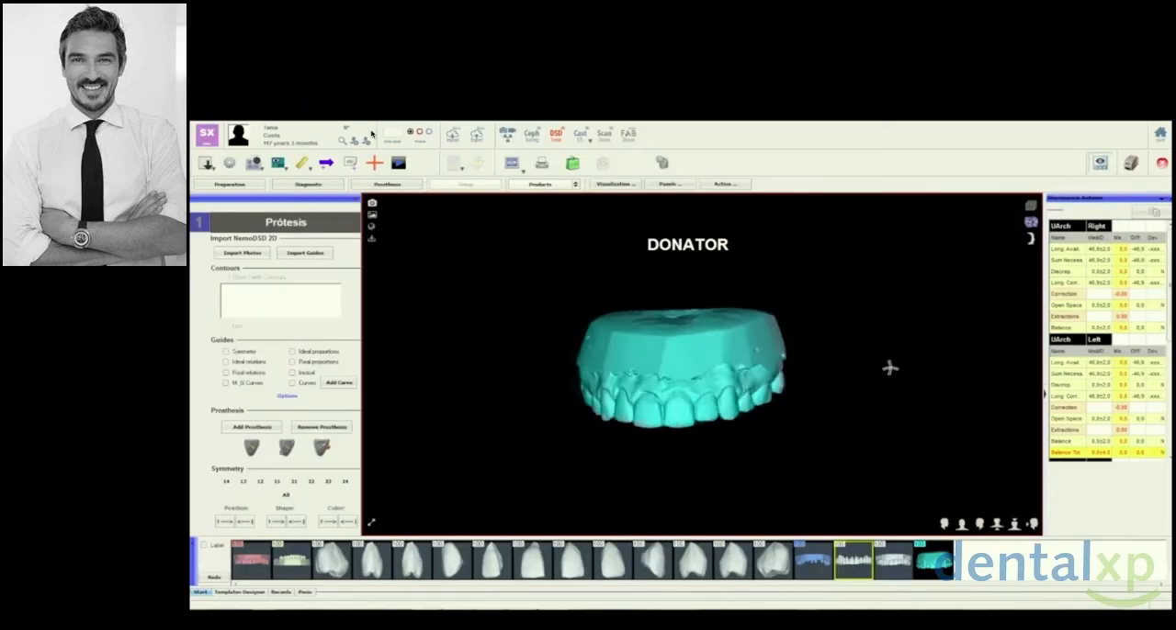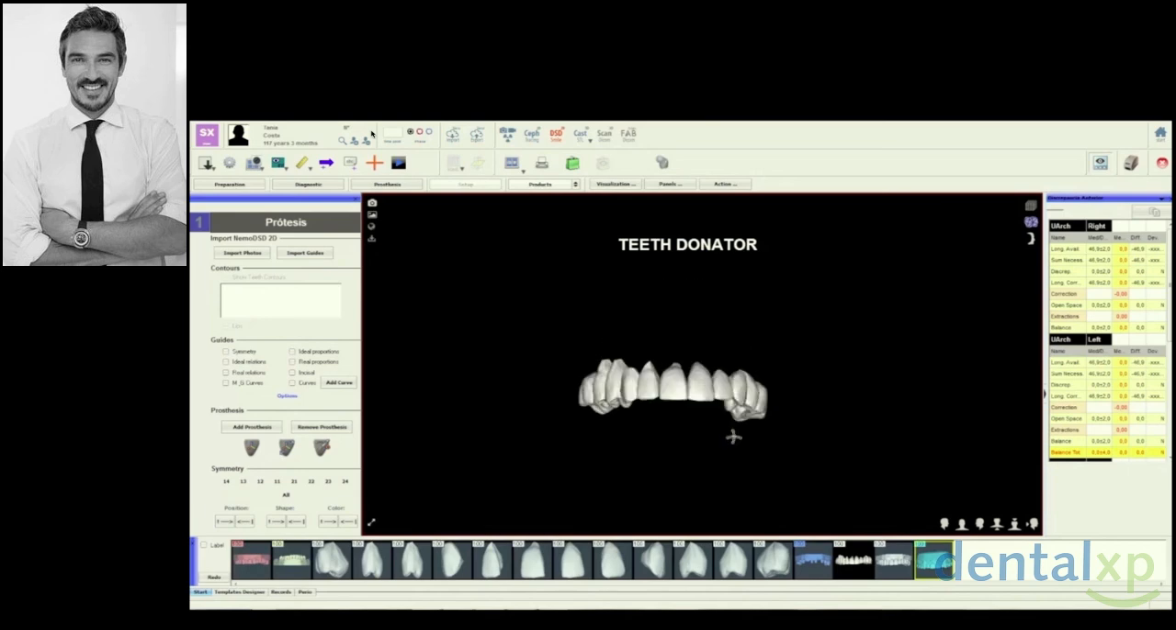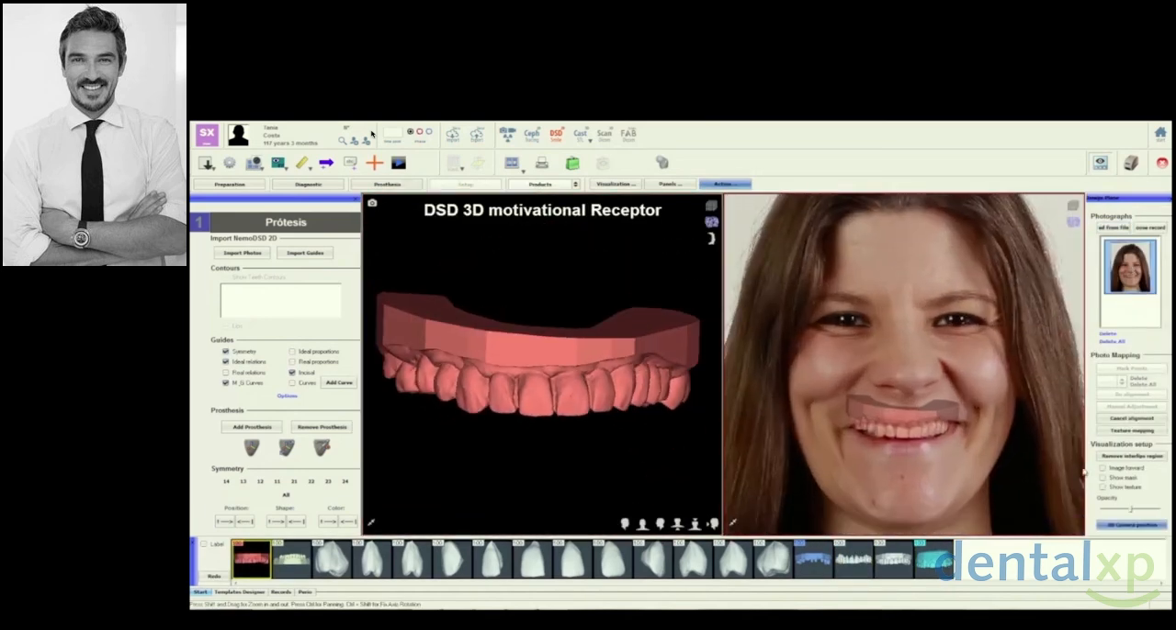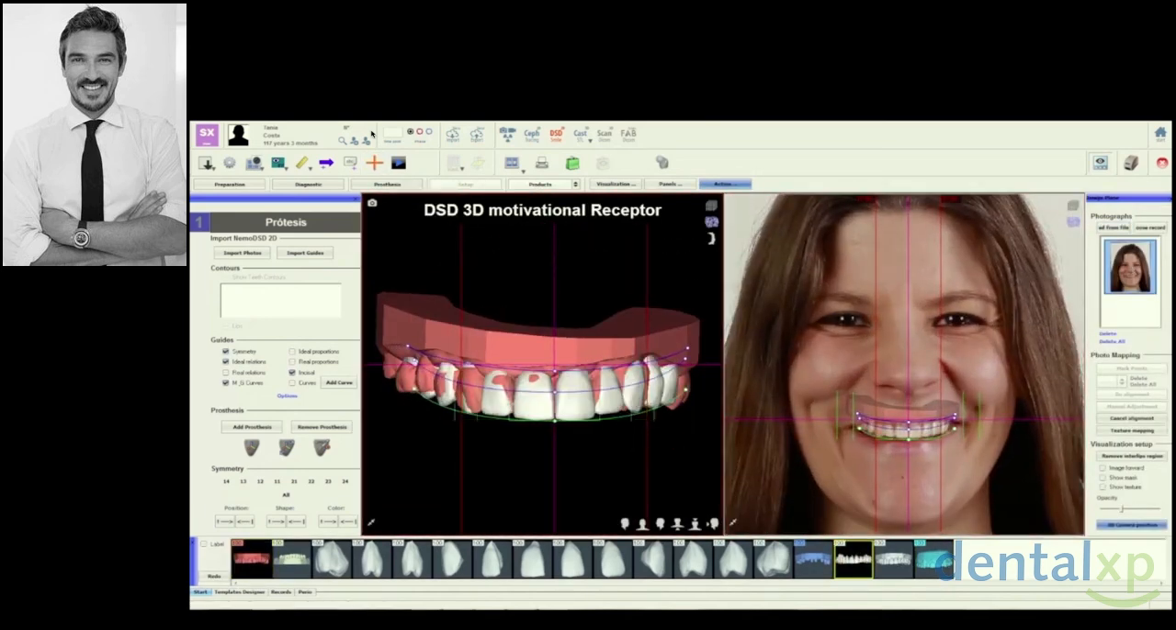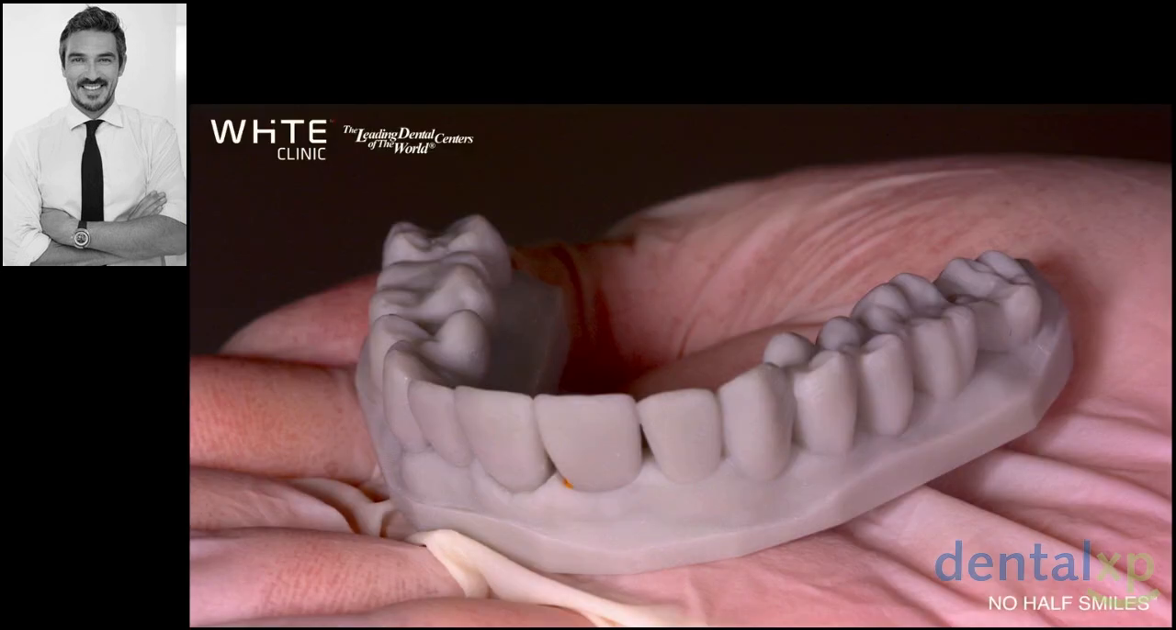So Eduardo scanned Tanya. He scanned his wife's beautiful girlfriend's smile, sent it to the DSD center where they superimposed and adapted to Tanya's dimensions. Then sent us the STL file.